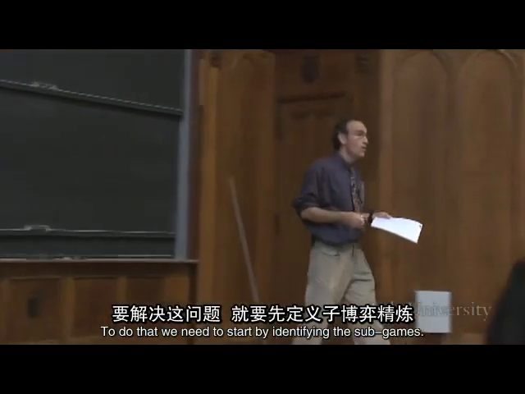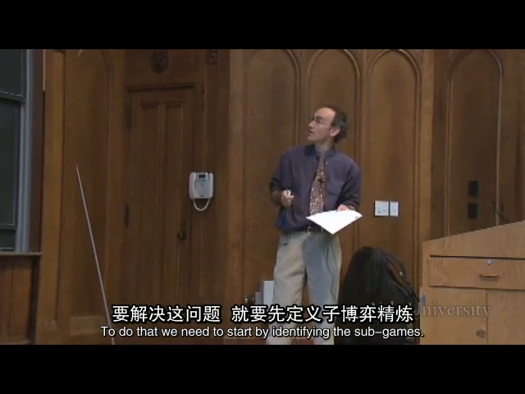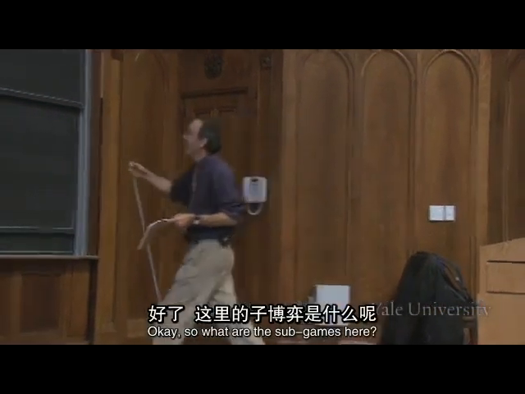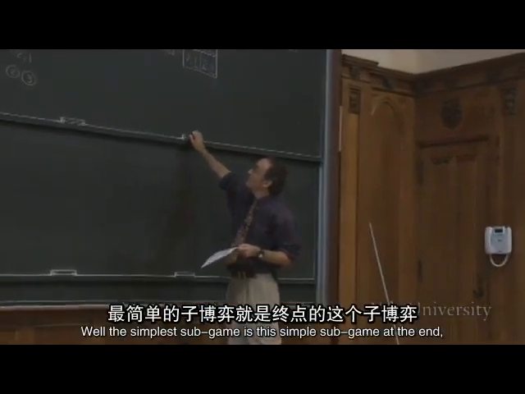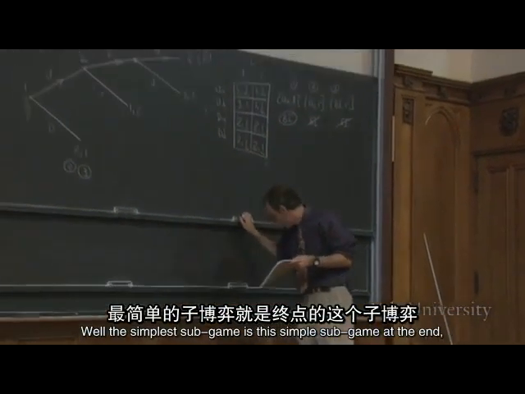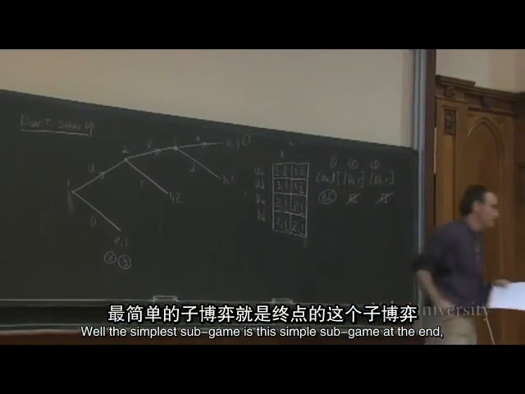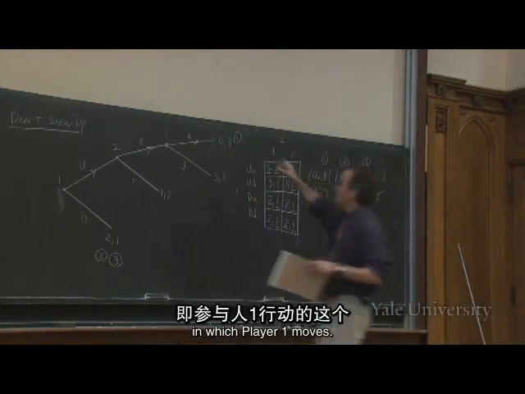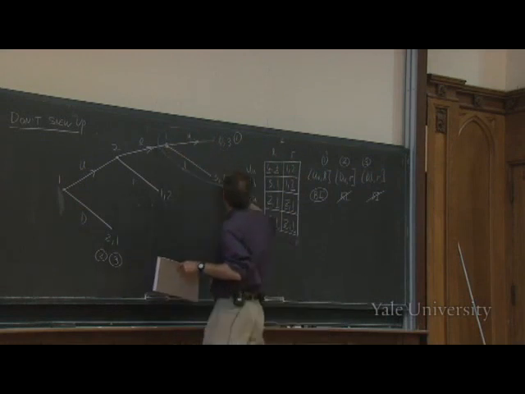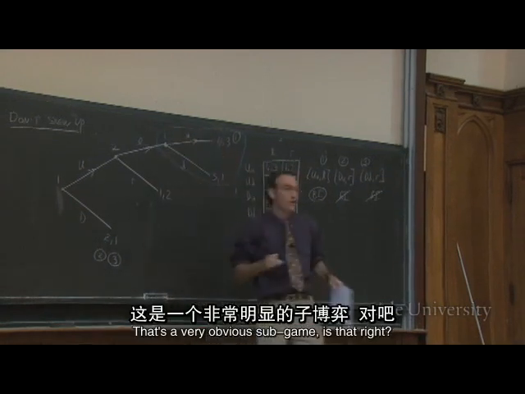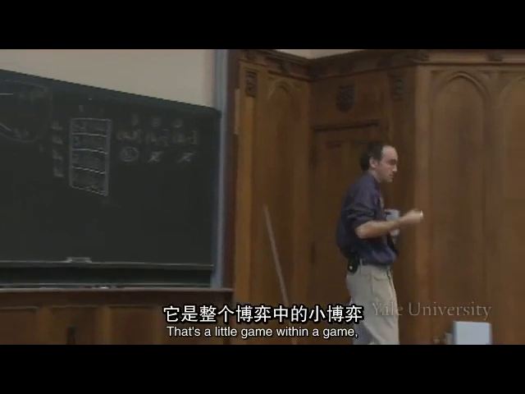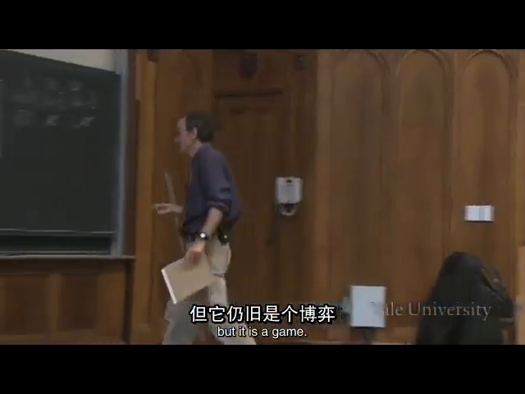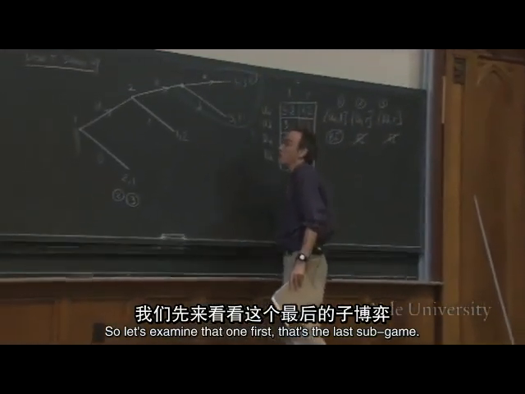All right, to do that, we need to start by identifying the subgames. And of course, having just hoisted that board up there, I have to hoist it down again. Okay, so what are the subgames here? Well, the simplest subgame is this simple subgame at the end, in which player 1 moves. All right, that's a very obvious subgame. That's a little game within a game. It's a rather trivial game because it's a one-player game, but it is a game. So let's examine that one first. That's the last subgame.